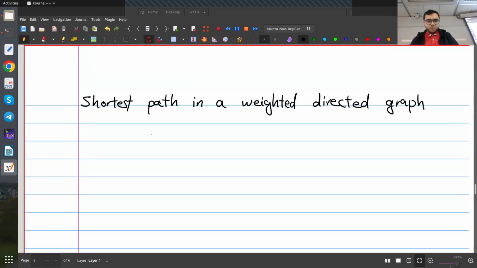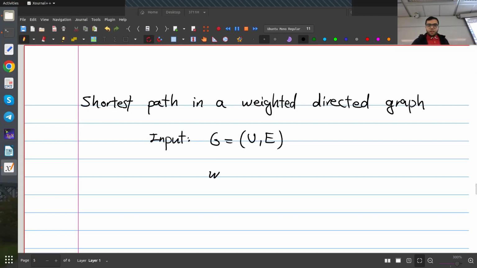Okay. So my input is just going to be a graph G. So it has vertex set V and edge set E. And this is a directed graph. My edges have directions. And let's say that I also have a weight or a cost on every edge. So I have a function W that is taking every edge and just assigning a weight to it. And for now, I'm going to say that my weights can be any real numbers. Okay, so I can have negative weights now as well.